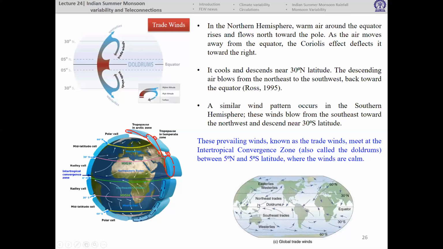So these are the global trade winds, and they are actually very important. They play a very important role in transporting heat from the equator. Sorry, not heat. They are very important in circulating or distributing the heat from one part of the earth to another part of the earth.